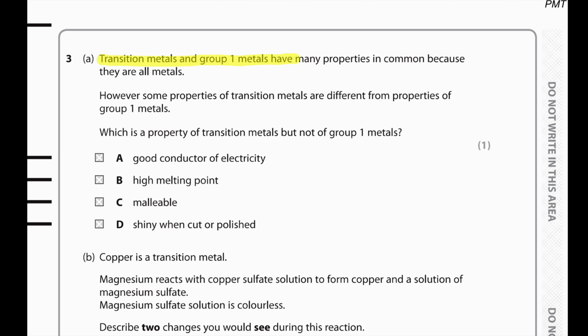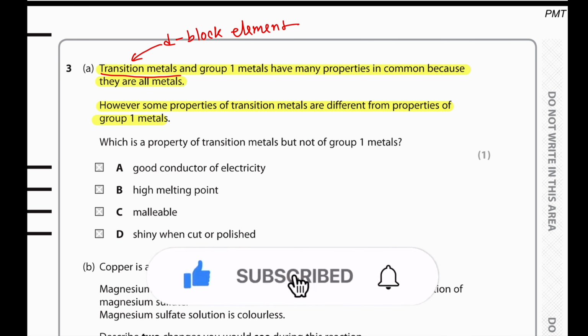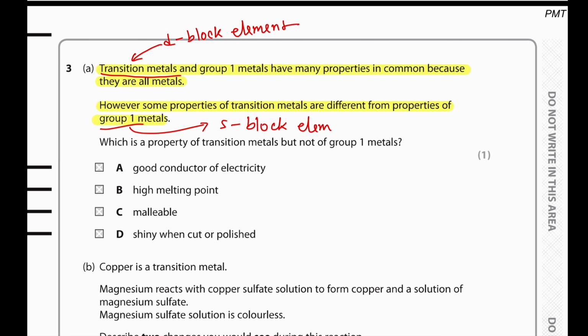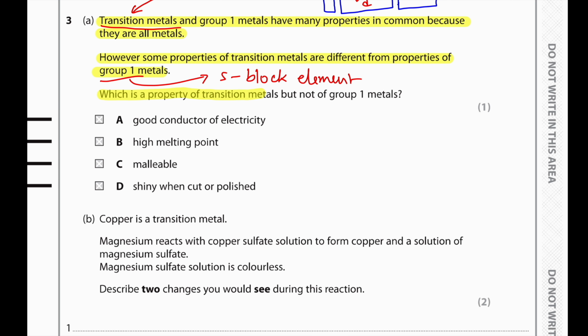Transition metal and group 1 metals have many properties in common because they are all metals. However, some properties of transition metals are different from the properties of group 1 metals. So transition metals are known as the D block element, and the group 1 metals are known as the S block element. If we look into our periodic table, it is subdivided into S block followed by D block and then a P block. And you can see transition metal falls in the D block, which is a property of transition metals but not of group 1 metals.